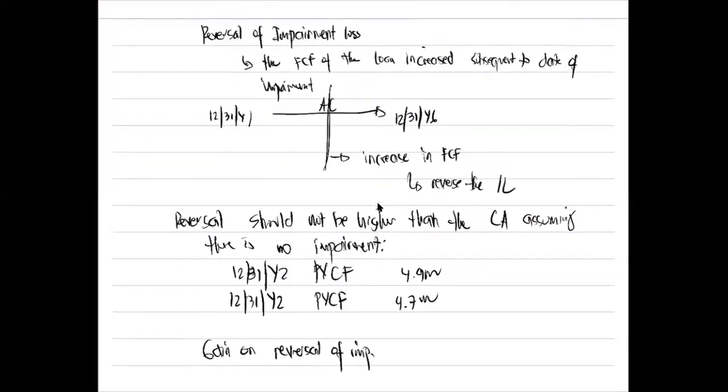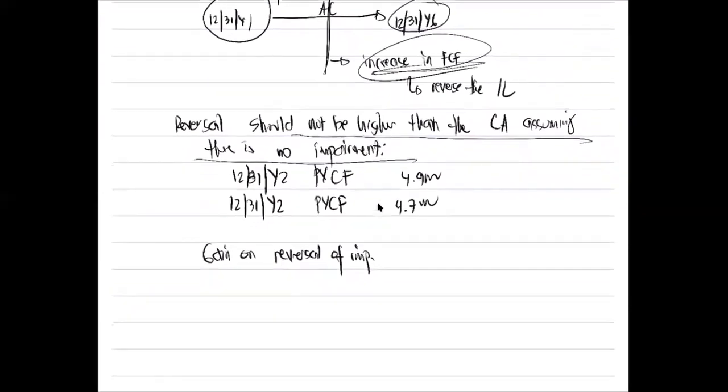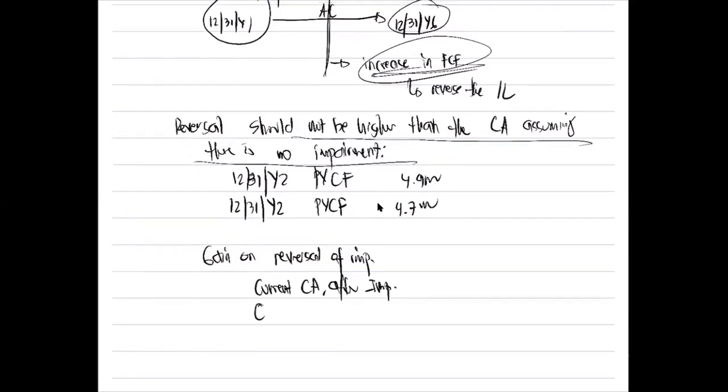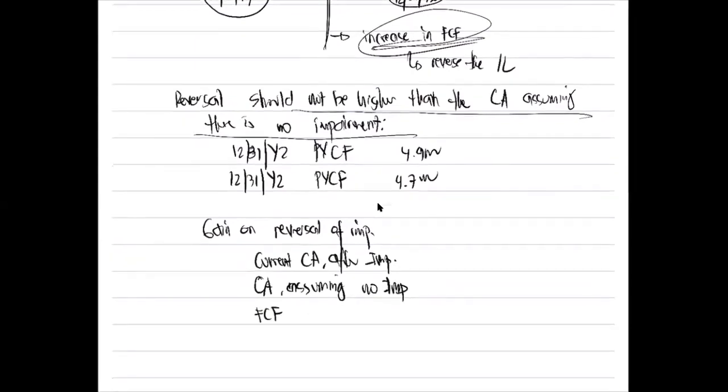Again, anong meron sa reversal of impairment loss? So, di ba, after the date of impairment, date of impairment up to the last day of collection based on the future cash flows. In between those dates, subsequent to date of impairment, there is an increase in future cash flows. So it warrants a reversal of the impairment loss. Up to what amount? Sabi natin, reversal should not be higher than the carrying amount assuming there is no impairment. So what do we do here? We compare the current carrying amount after impairment, the carrying amount assuming no impairment, and the future cash flows.